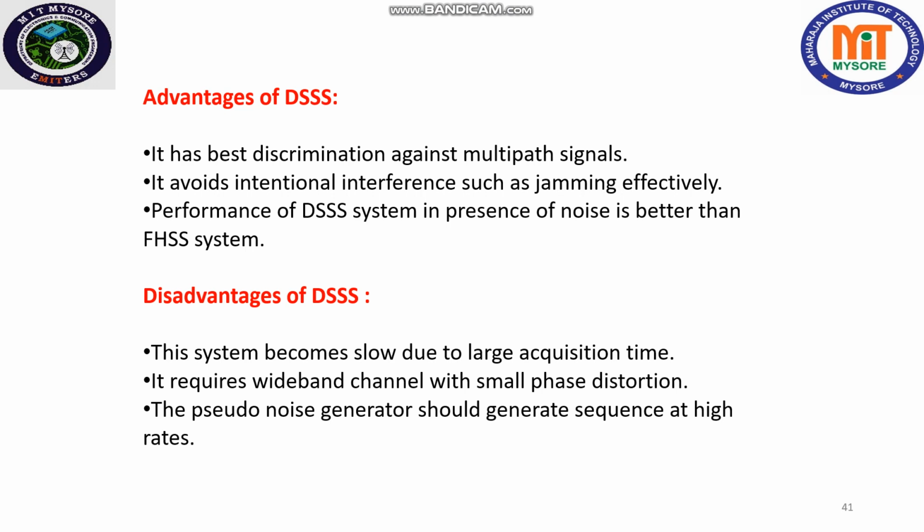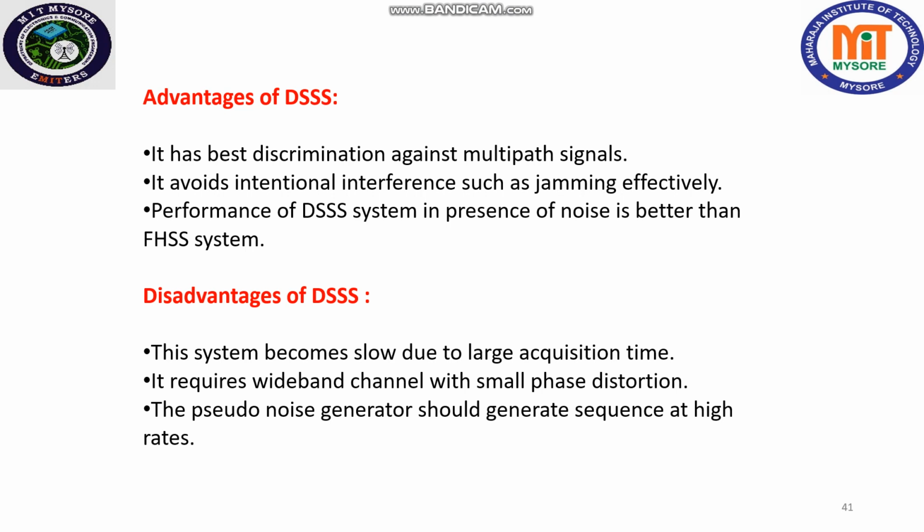Performance of direct sequence spread spectrum in the presence of noise is better than frequency hopping spread spectrum systems, which we are going to study in the next few slides. And the disadvantages of direct sequence spread spectrum: because there are some drawbacks in direct sequence spread spectrum, we are going for frequency hopping spread spectrum. What are the drawbacks?